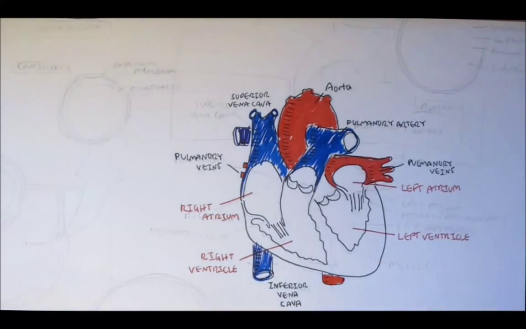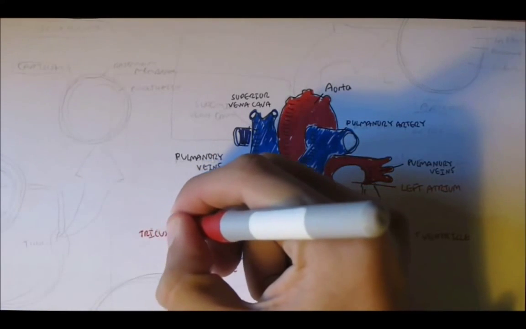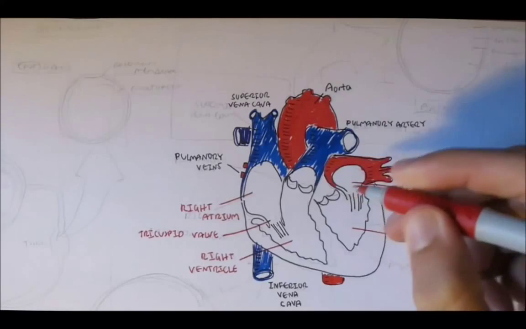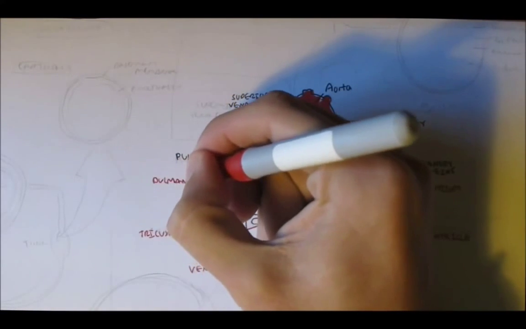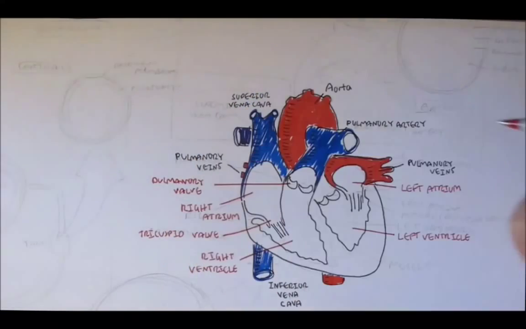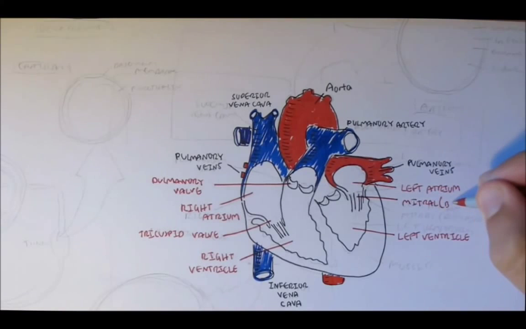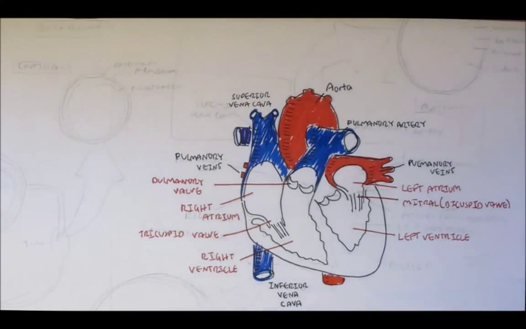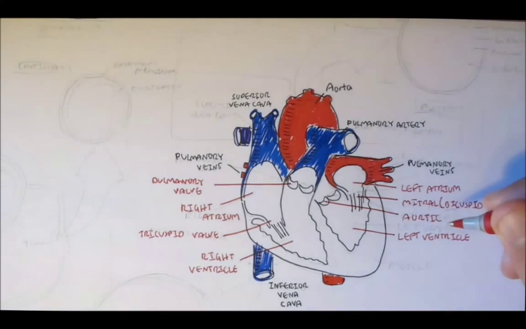Now, to separate the atrium and ventricle so that there is not too much blood entering and to prevent backflow, we have valves. So here is the tricuspid valve separating the right atrium and the right ventricle. Tricuspid as in 3 cusps. We have the pulmonary valve separating the pulmonary artery from the right ventricle. Then we have the mitral valve or bicuspid valve separating the left atrium and the left ventricle. Bicuspid means 2 cusps. Then the aortic valve separating the aorta and the left ventricle.